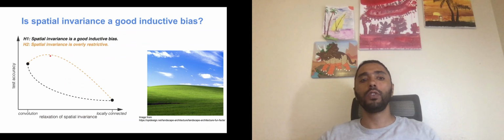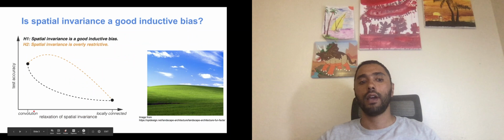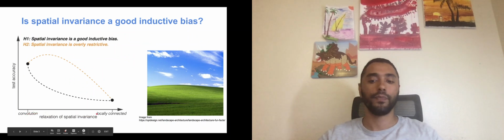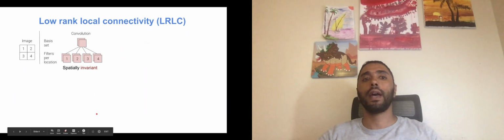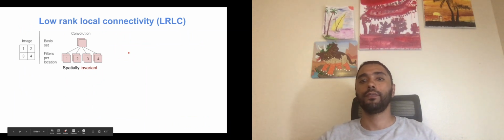So the main contribution of this work is to design a tool that allows us to relax spatial invariance and traverse the space from convolution towards locally connected layers in a controlled manner. And that's what we term the low-rank locally connected layer.